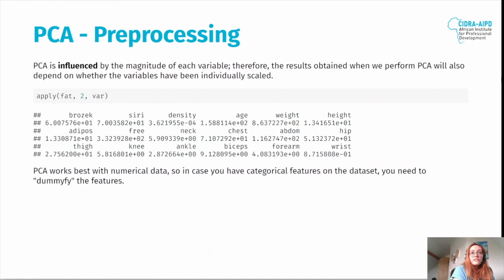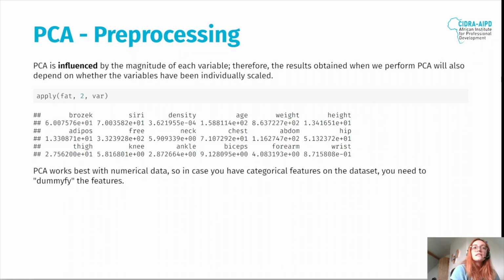So the pre-processing here: PCA is influenced by the magnitude of each variable. It is influenced a lot. So before we do anything, we need to scale the variables. We need to do that, or we're going to have problems here. The variables are not really maybe as impactful as the PCA is going to show us.